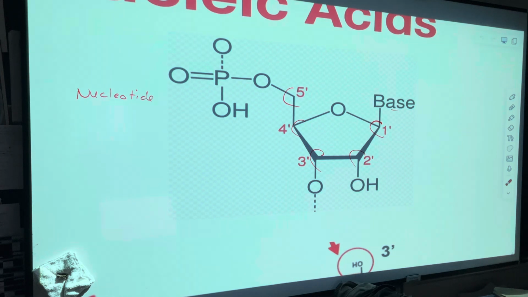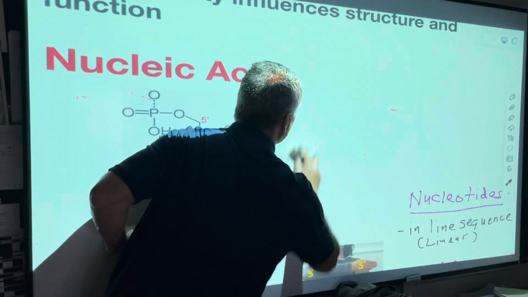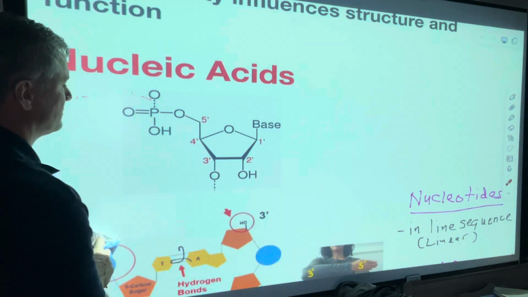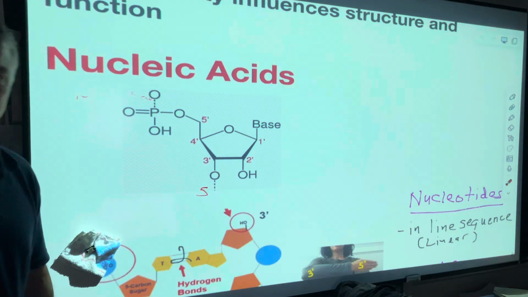Now, DNA, RNA, is arranged in this 5'. You're going to see it. It's going to be a 5' to 3'. So another one's going to attach here. It's going to be a 5' down here. You see what we're getting at?